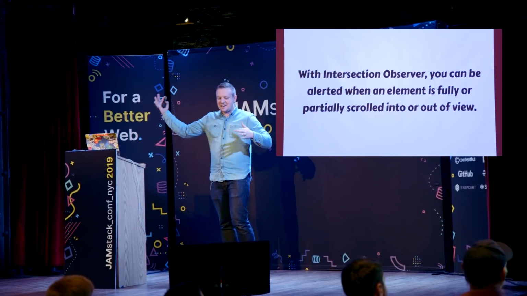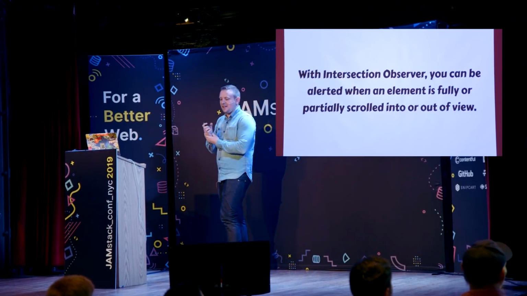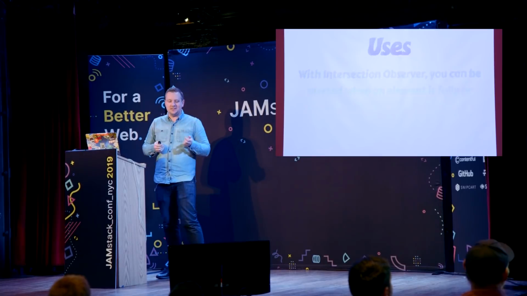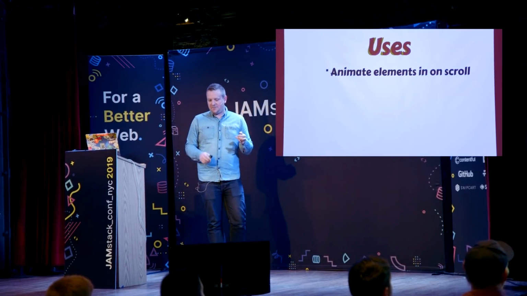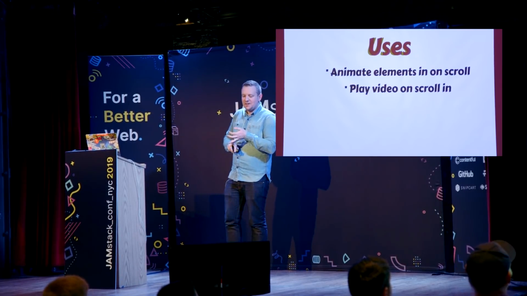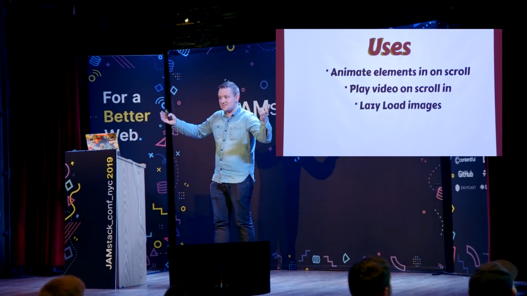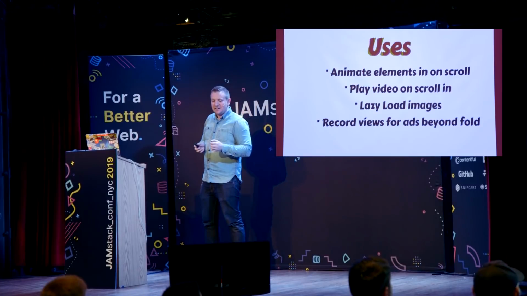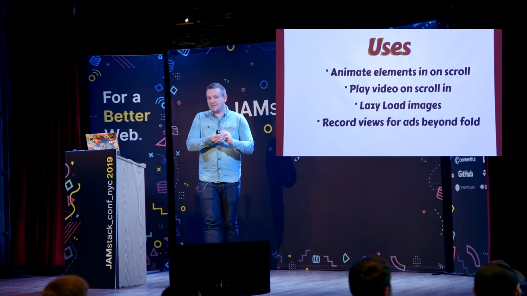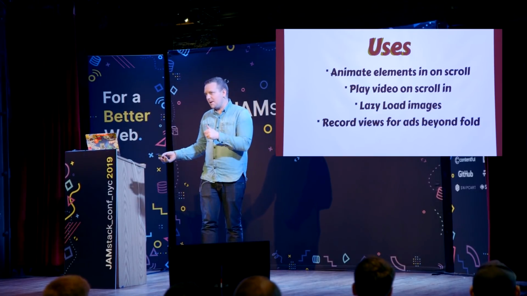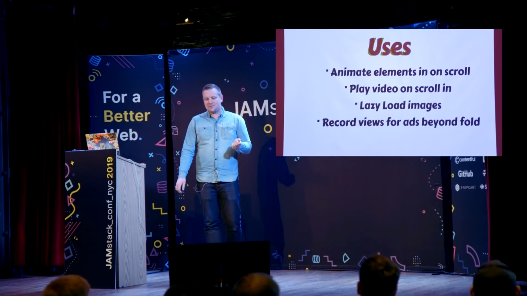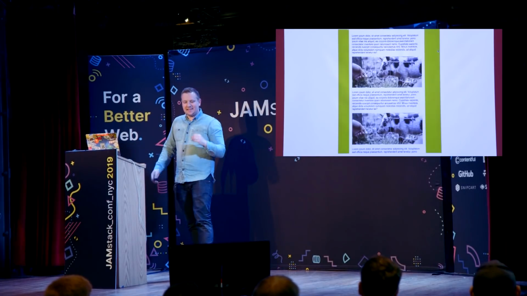So with Intersection Observer, we can be alerted when an element is fully or partially scrolled into view. Some uses for that: if you want to animate an element in on scroll, play a video when somebody scrolls into it, lazy load images like we just saw on the last talk, or do data reporting, like is this ad actually getting viewed by people, or are people scrolling that much further? You can use it with sticky headers as well.